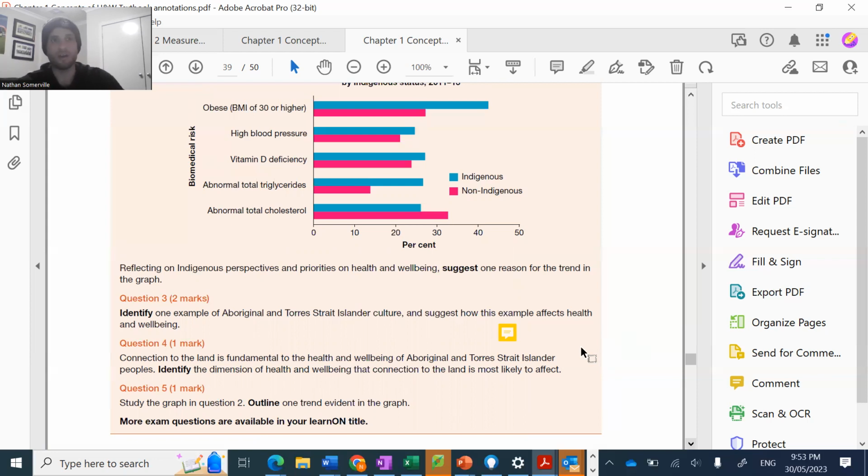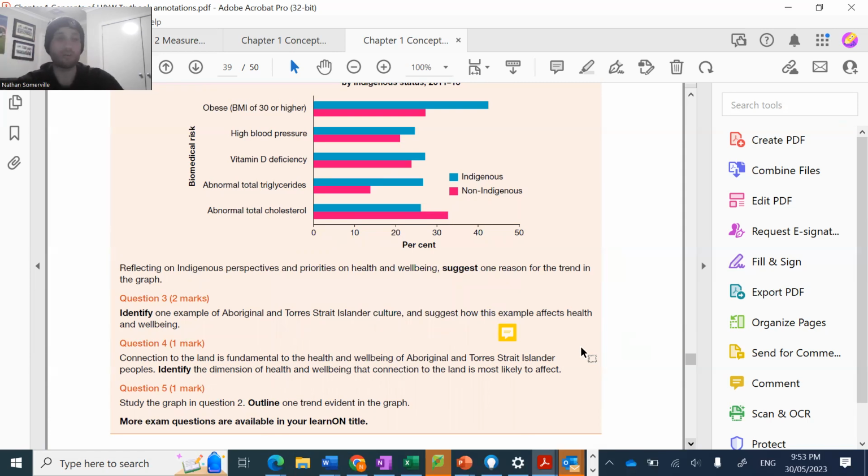Well, if language is retained, it's easier to build strong relationships. We know that's a part of social health and well-being, so we're making that link there. Being able to link Indigenous perspectives to the 5 dimensions of health is going to be really important.